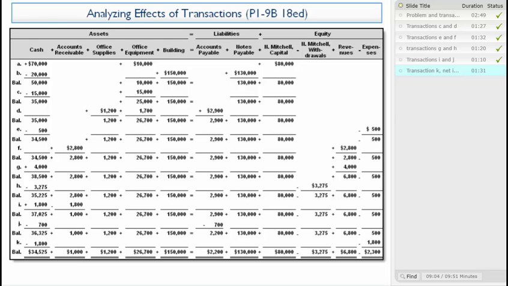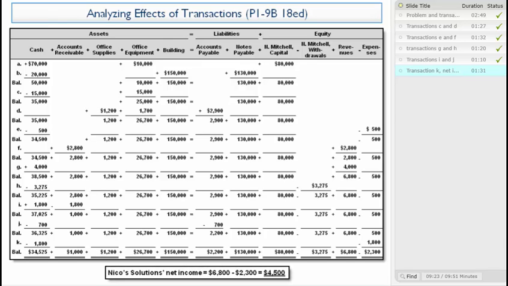Now also on this slide, you see all of the transactions in their entirety and the running balance. And when we're all done, if you add up the assets and then add up the liabilities and equity, you will see that we're in balance.